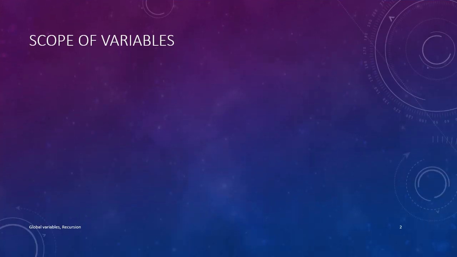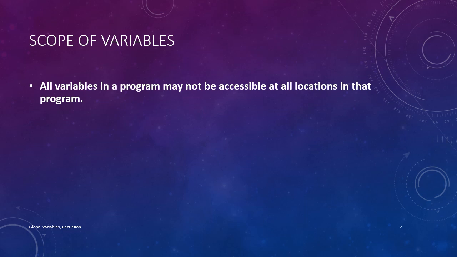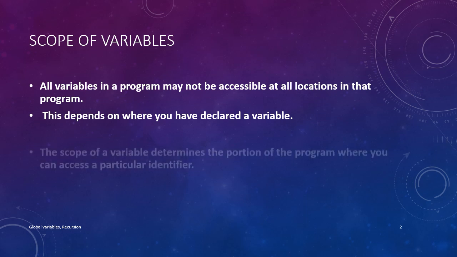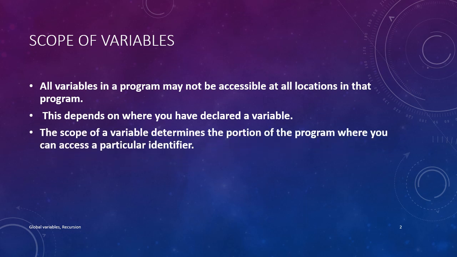This is scope of variables initially. All variables in a program may not be accessible at all locations in that program. Some variables may be accessed only in a particular location in a program. This depends on where you have declared a variable. The scope of a variable determines the portion of program where you can access a particular identifier. So, to identify the portion of program where you can access a particular identifier comes the importance of scope of variable.